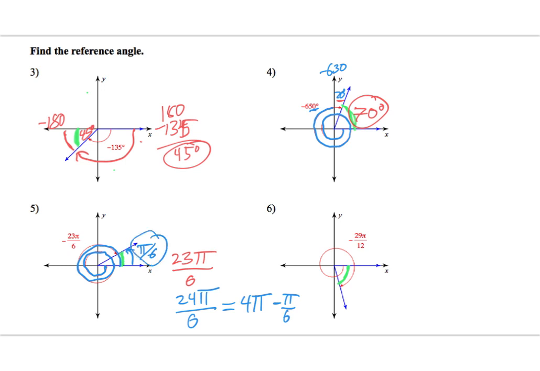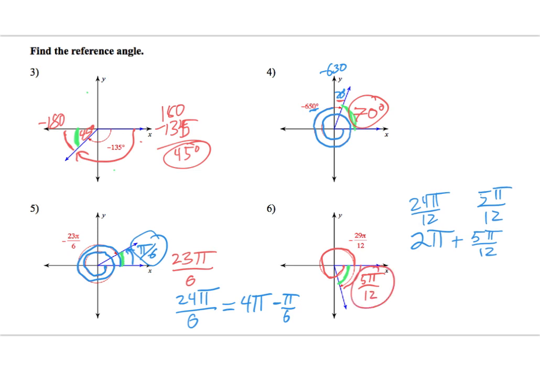For the next one, we've got negative 29 pi over 12. I want to think about this the same way I just did the last one, which is that we've got really 2, which is going to be 2 pi, because that's 24 pi over 12. And then we've got 5 pi over 12 left over. So we could call this 2 pi plus 5 pi over 12. And when we do that, there's our 2 pi. What's left over is that 5 pi over 12. Because this is a reference angle, that's got to be positive, even though we're going in a negative direction.